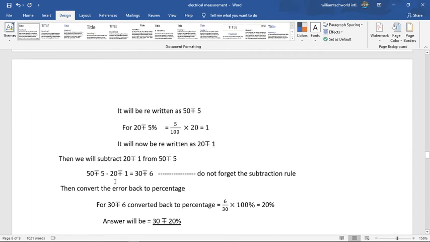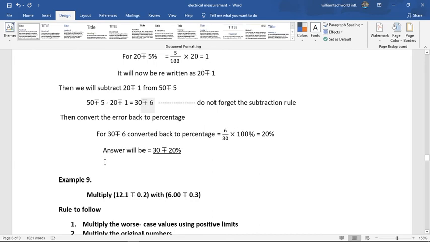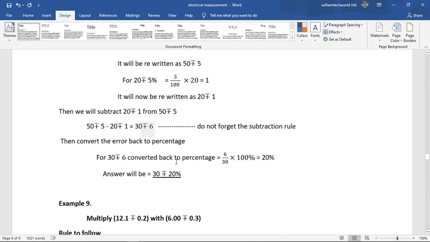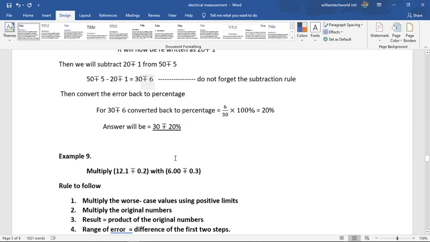Now we have to follow the subtraction rule. Don't forget the subtraction rule, which says that we should subtract the main values from each other and add the errors. So the main values are 50 minus 20, which is 30. Then add the errors, which is 5 plus 1, equals 6. After that, we convert back to percentage, which should be 6 over 30 times 100%, which is 20%. So the answer will be 30 plus or minus 20%.